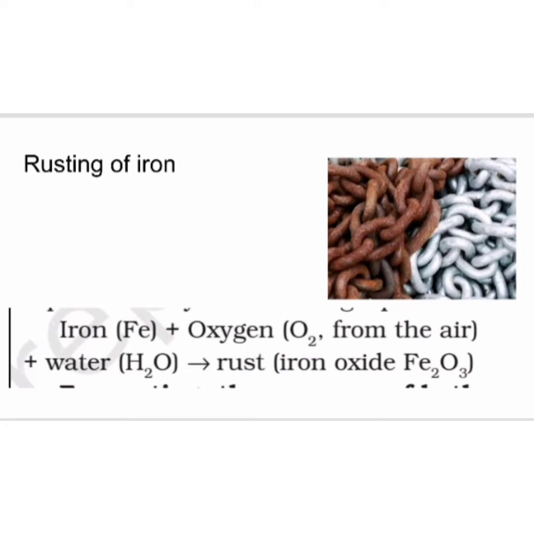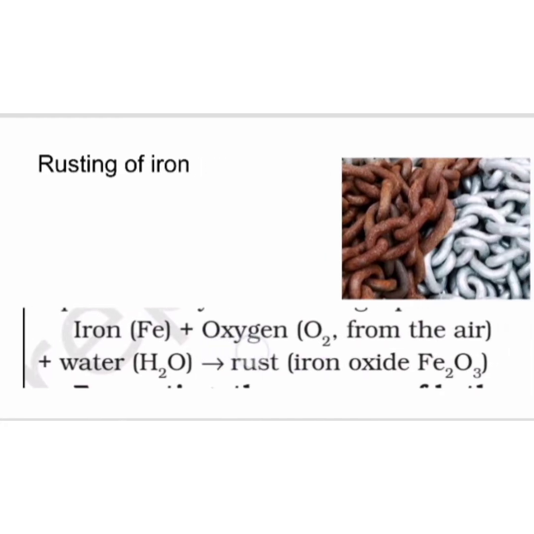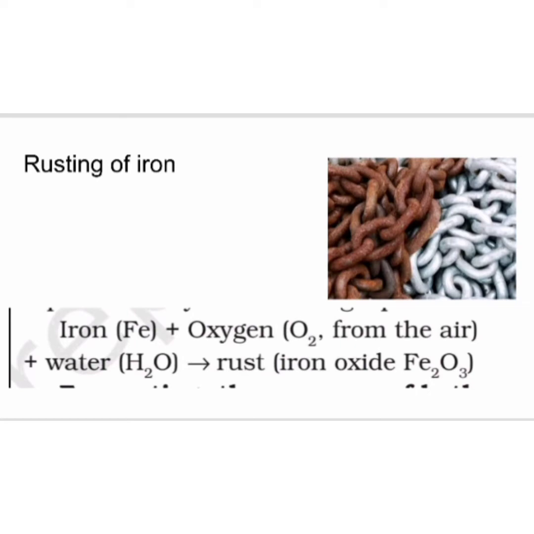So today also we are going to continue with the rusting of iron. Rusting of iron is an example of chemical change. Okay, this is the process of rusting of iron. When we leave the iron outside, oxygen is present in the air, right? That oxygen reacts with the iron, and water is also present in the outer air. So the iron, the oxygen and the water react together.